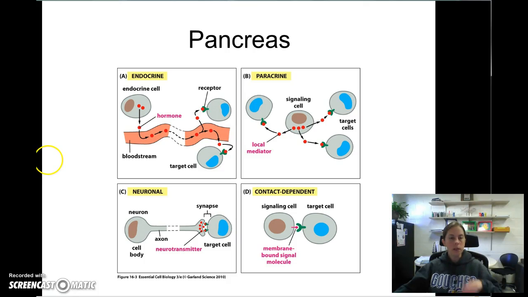So insulin signals through an endocrine signaling mechanism. So that means you have a cell that generates the hormone, secretes that hormone, and it's transported in the bloodstream to a target cell that has a receptor for that hormone, and where that hormone accomplishes its job. So this is in contrast to the other types of signaling that are illustrated here that we talked about earlier in the semester.